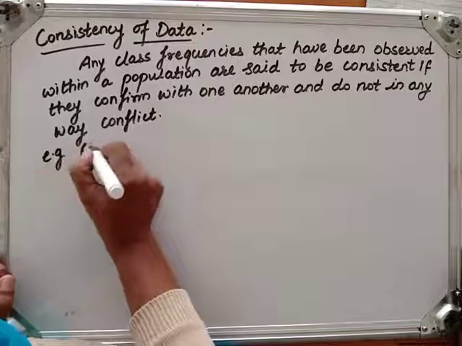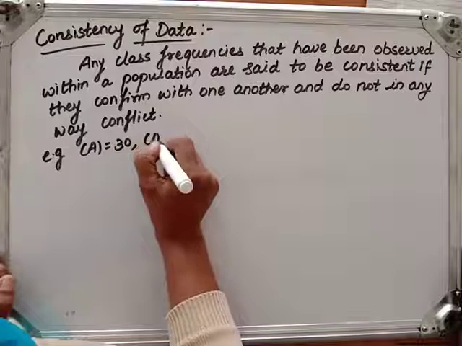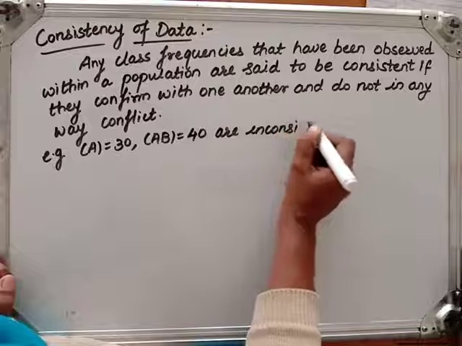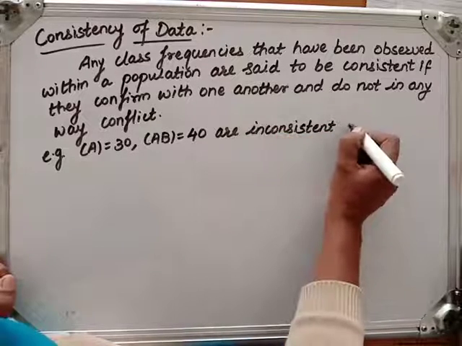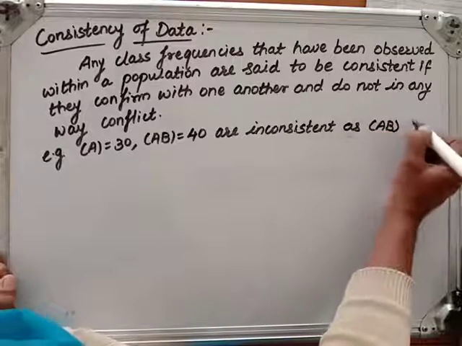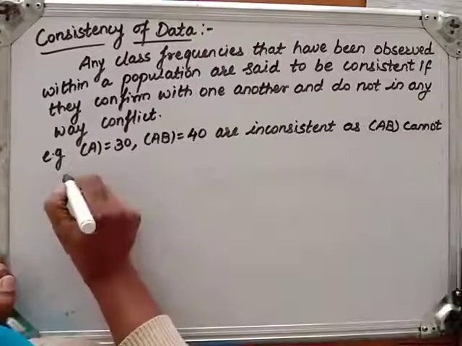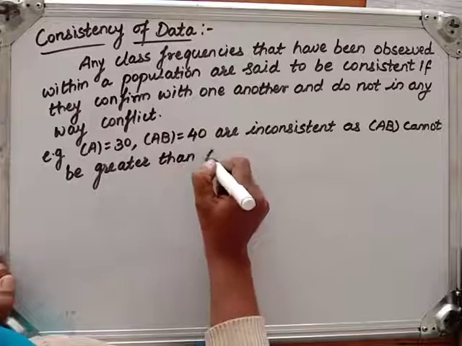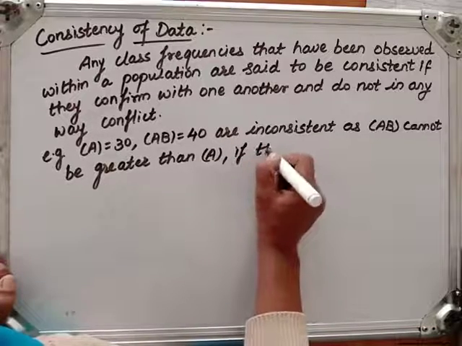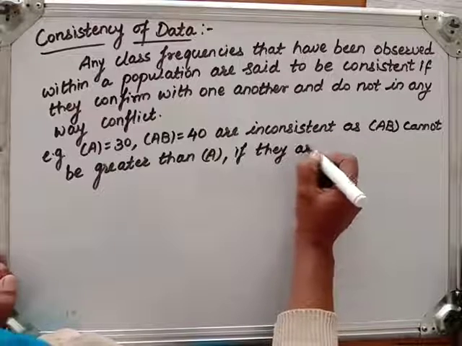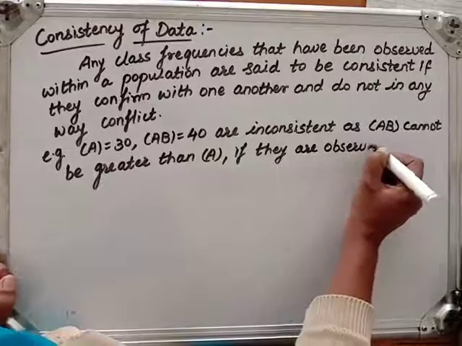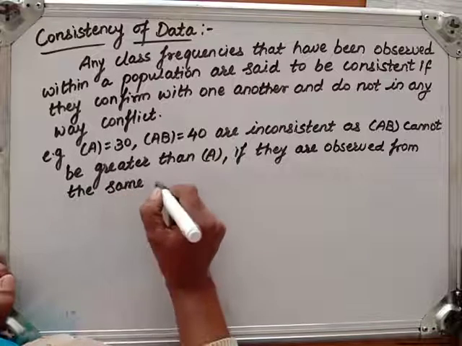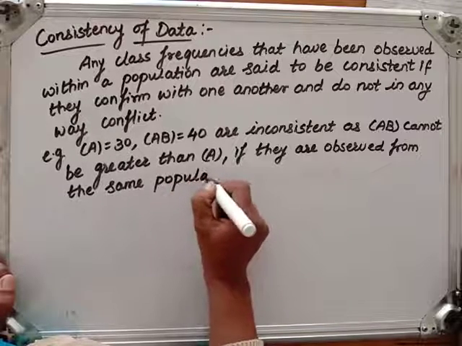For example, A is equal to 30, AB equal to 40 are inconsistent as AB cannot be greater than A if they are observed from the same population.